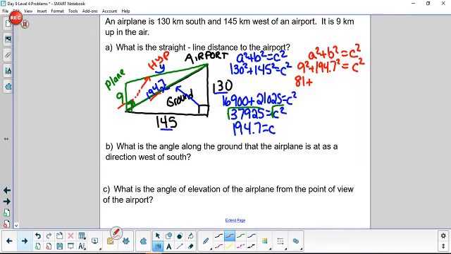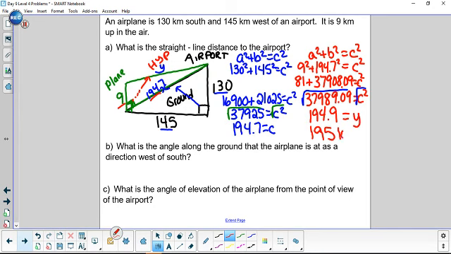194.7 squared is 37,908.09. Then we add those together, and we get 37,989.09. We square root, and we get 194.9 equals y. So the distance is about 195 kilometers.